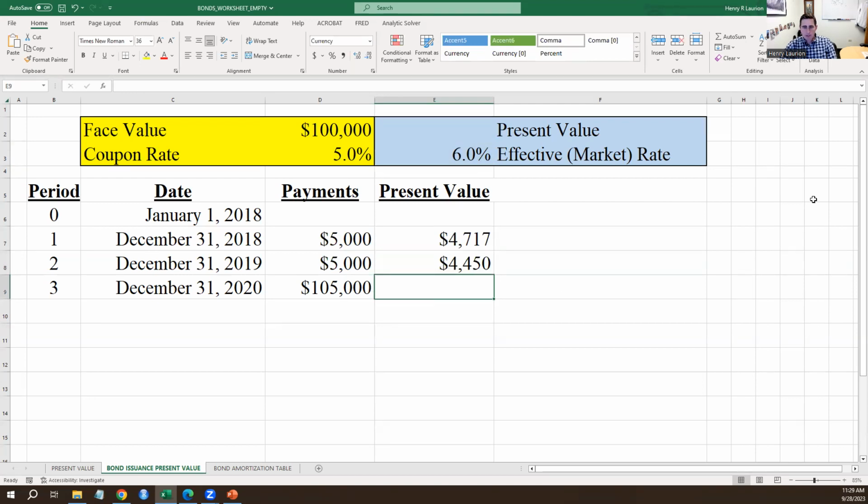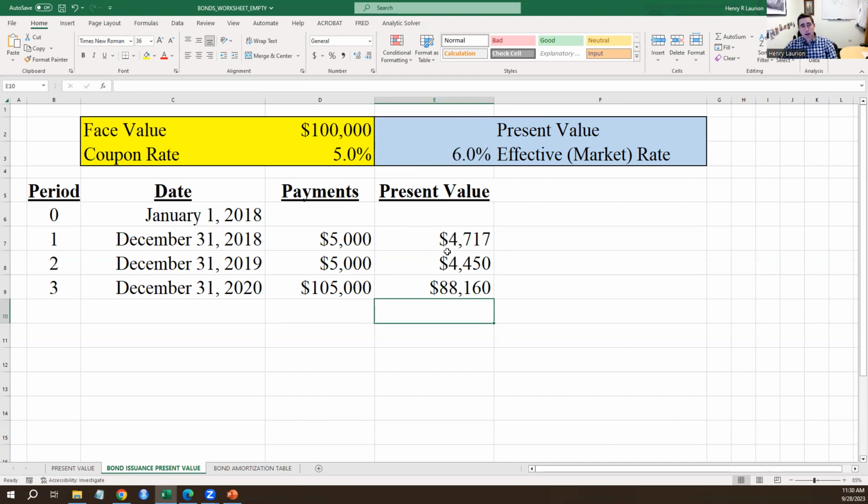And then the third year payment is $105,000 future value. I'll divide it by 1 plus the discount rate again, 6%. This time I'm raising it to the power of 3. The denominator is raised to the power of 3 since it's 3 years away. And that $105,000 3-year ahead payment, discounted at 6%, is worth $88,160.